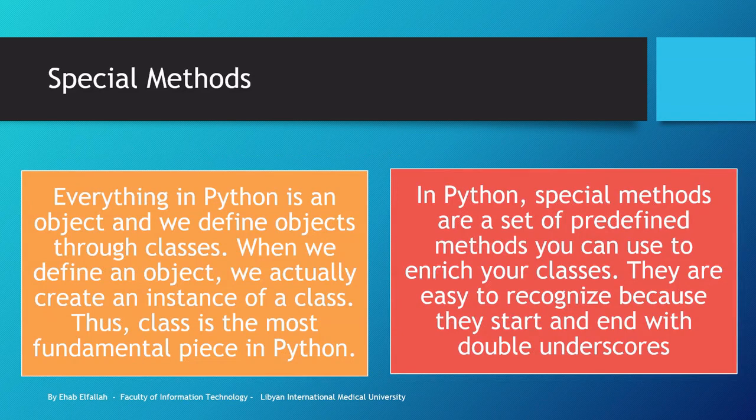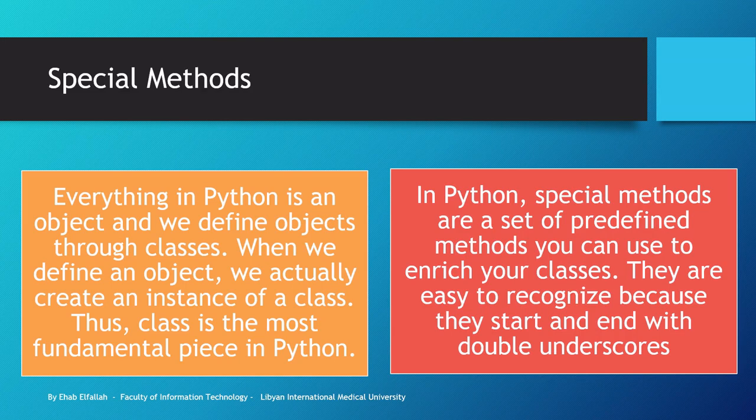Everything in Python is an object, and we define objects through classes. When we define the objects, we actually create an instance of a class. Thus, a class is the most fundamental piece in Python. As we talked about in the previous lectures, when we introduced object-oriented programming, we humans are very good at recognizing these objects and how to deal with them, and then we learned how to write a class, which is the blueprint of these objects. So everything in Python is actually an object.